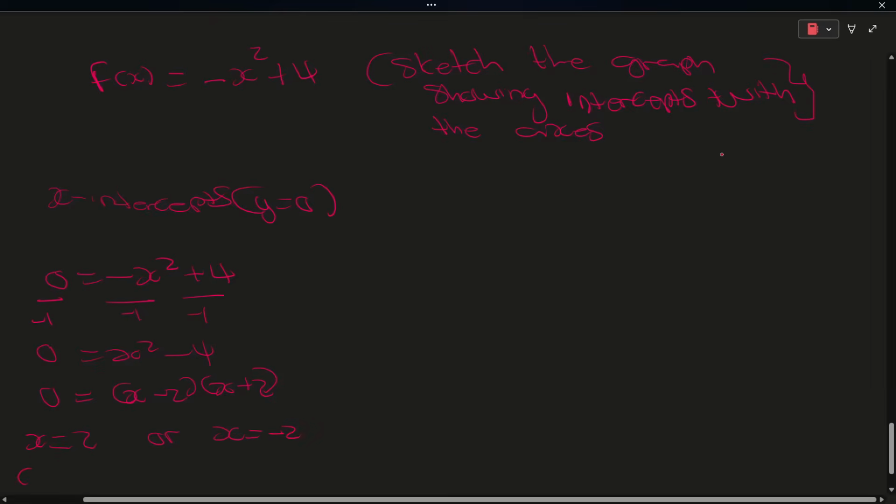Then what is our coordinate here? x is 2, and the value of y we replaced is 0. And we are going to have minus 2 and 0 again.